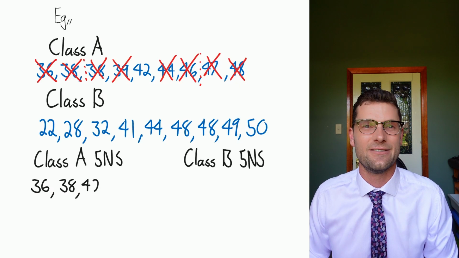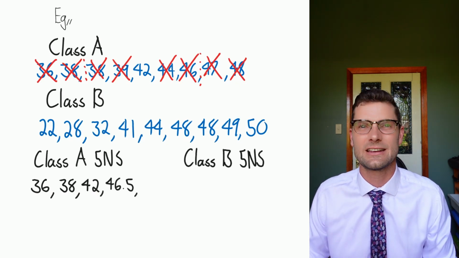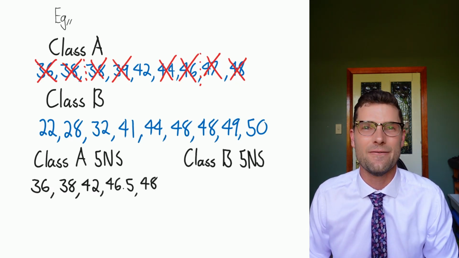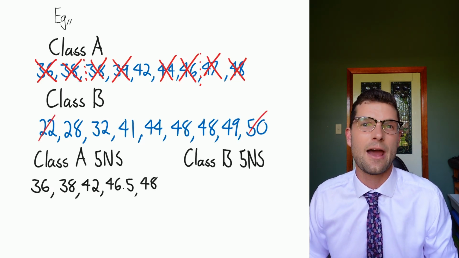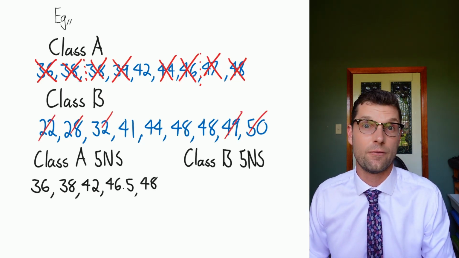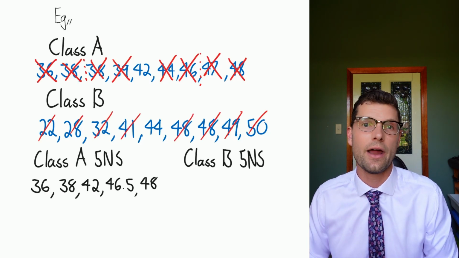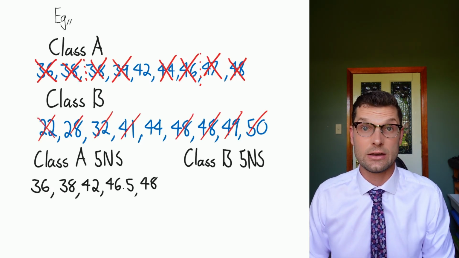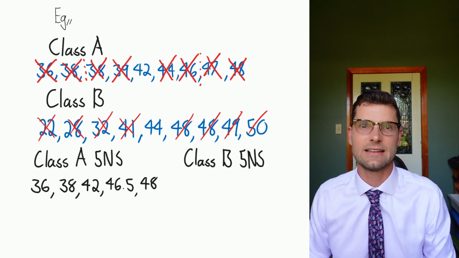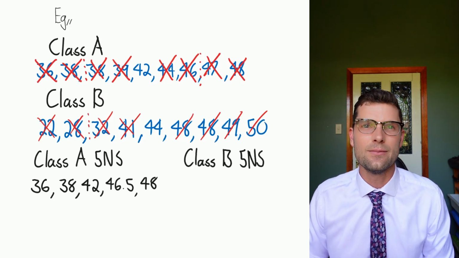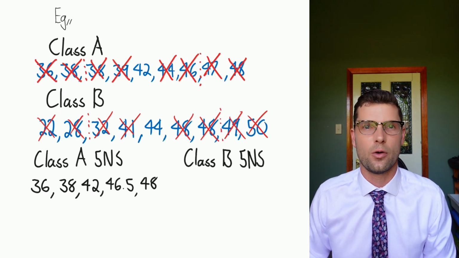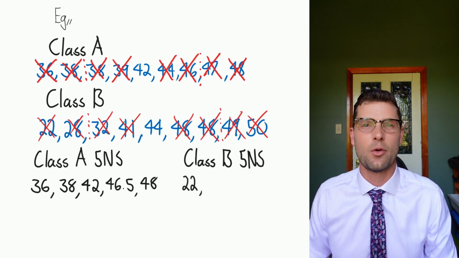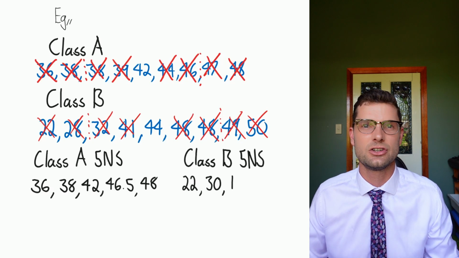And again, it's really easy to find the minimum and maximum. We've got 36, 48, done. They're our 5 numbers. We've got to do the exact same thing for class B. Cross off the top and the bottoms, and we get that the median here is 44. Doing that for the quartile 1 and quartile 3, in between 28 and 32 is 30, so that's our quartile 1 mark. And then in between 48 and 49 is our quartile 3, which is going to be 48.5. Again, finding the minimum and max is easy, 22 and 50, chuck them down.